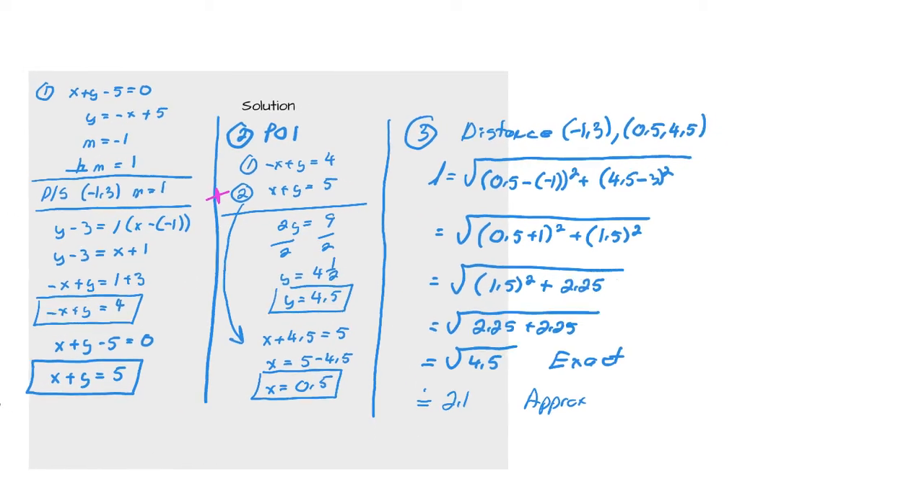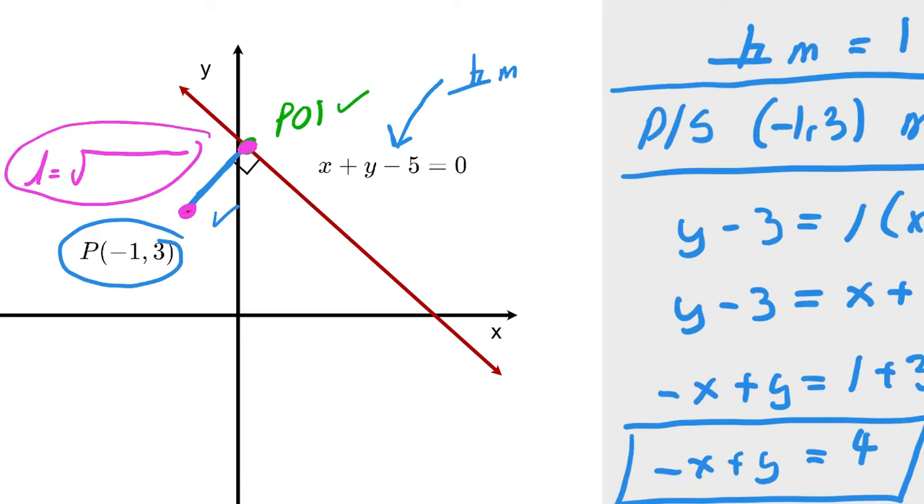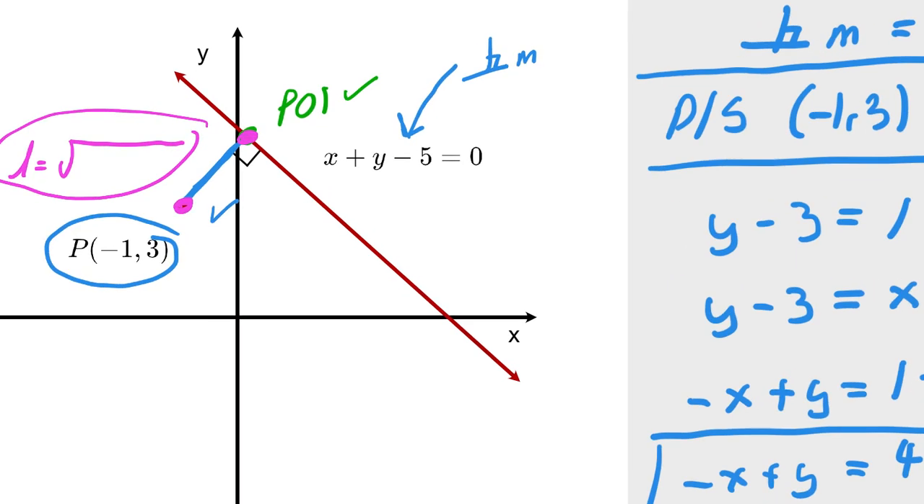Okay, so one more time, just the process. What you're doing is, first of all, finding the equation of the line that takes you from the point to the line itself. Then you find the POI. Then you find the distance.